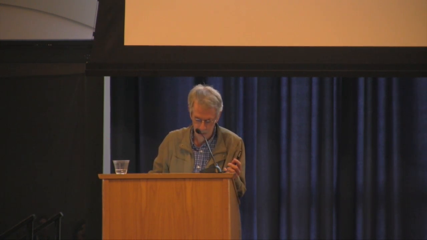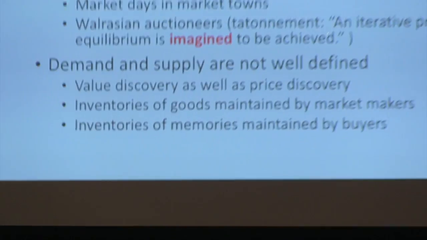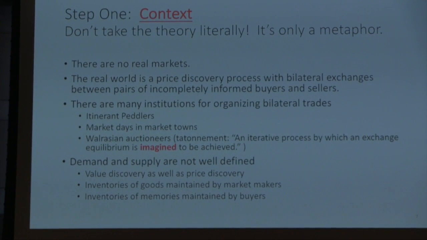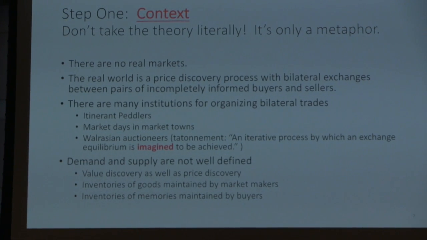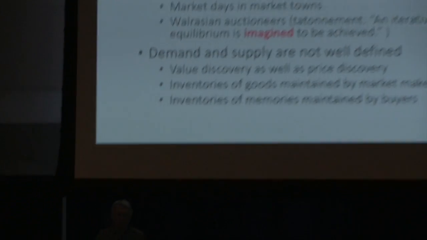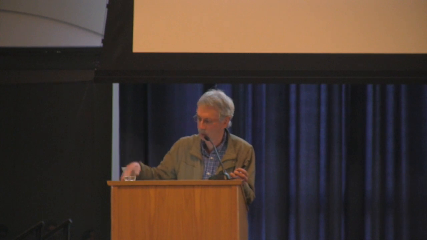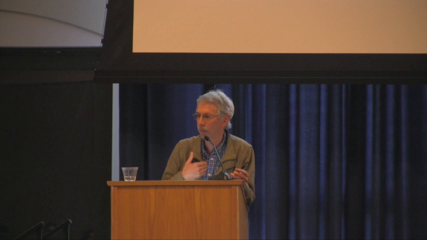So I think that demand and supply are not well defined; it's a value discovery. To some extent, my feeling of value of the product will be revealed by your willingness to pay. There are inventories of goods that are maintained by market makers. You can't just take the supply and demand curves as given. There are inventories of memories that are maintained by the buyers. If you've had a good trip last month, you don't need a good trip now. So it's a very much more complex setting.